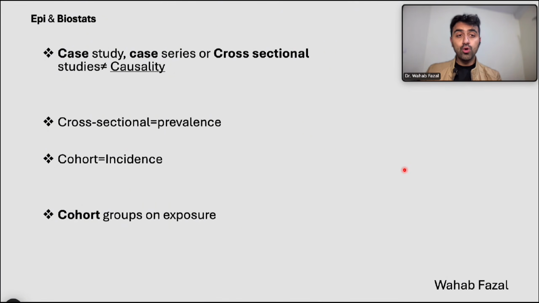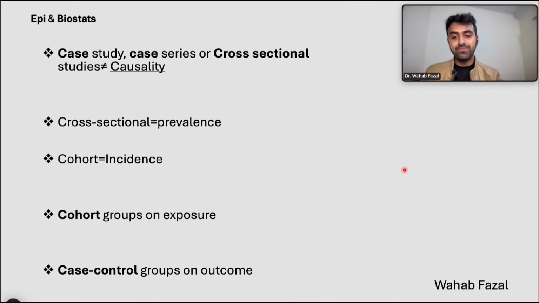Cohort studies group on exposure. You make the cohort groups on the basis of exposure, and then you see if they develop the outcome in the future. That's a prospective cohort study. You see if they developed the outcome in the past. That's a retrospective cohort study.